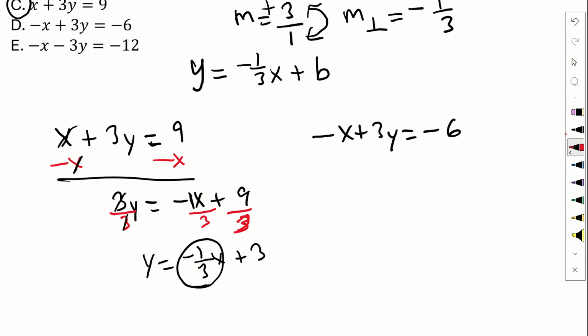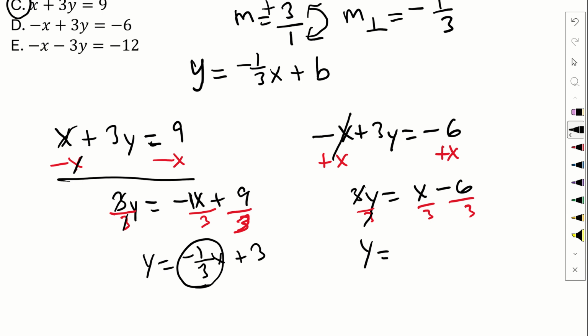Let's test D and see if that's true. Again, we have to get rid of this x and it's negative, so I'm going to add it. That's the only way to get rid of that. We get 3y equals x minus 6, positive x minus 6, right? Then divide by 3 on both sides. We get y equals, there's an invisible 1 here, so this is technically 1/3 x, and 6 divided by 3 is 2. I have positive 1/3, not negative 1/3, so it cannot be that. It has to be negative 1/3.